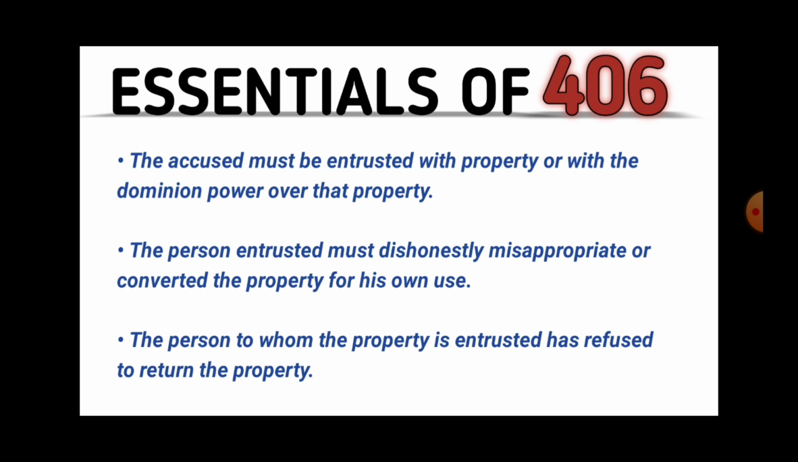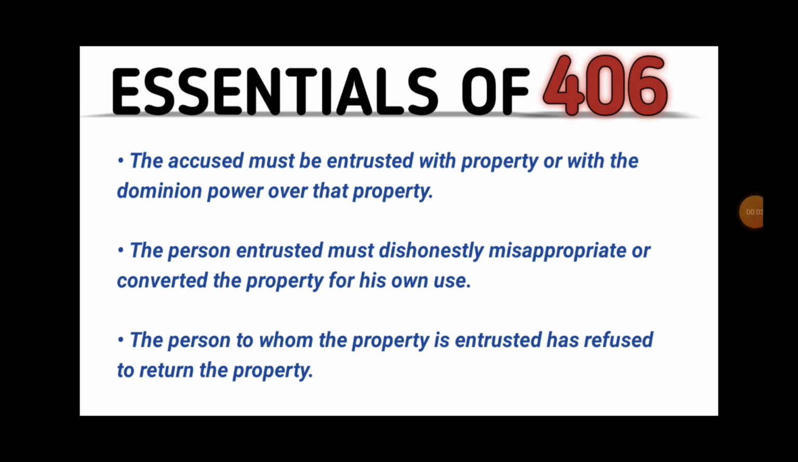The second essential ingredient is that the person entrusted must dishonestly misappropriate or convert the property for his own use. It means that the person who has control over the property, with a dishonest or fraudulent intention, misappropriated the property, misused it, or converted it for his own personal use. The next ingredient is that the person to whom the property is entrusted has refused to return the property. It means that when the property is demanded back by the aggrieved party, the accused party has refused to return it.